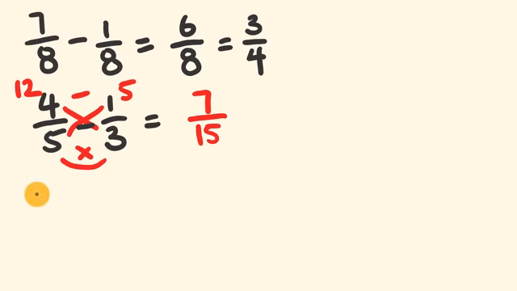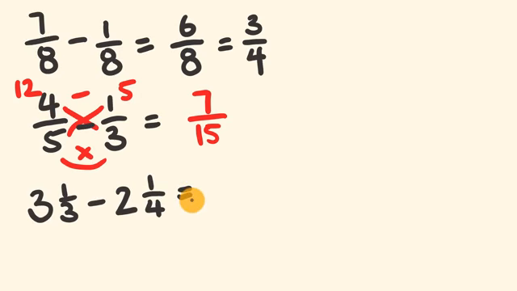So say we have something like, let's go 3 and 1/3, and from this I wish to subtract, let's go 2 and 1/4 and see how this goes. So with this, the first thing we're going to do is turn these mixed numbers into improper fractions, the same way as before. This is going to be a number over 3, and this is going to be a number over 4, and we are going to be subtracting. So let's do that. 3 times 3 is 9, plus 1 is 10. 2 times 4 is 8, plus 1 is 9.